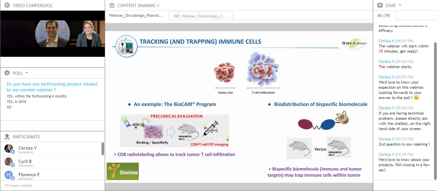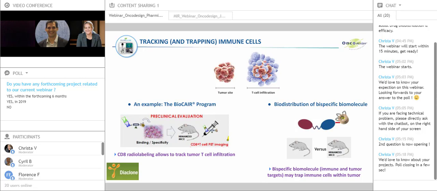Then there is the hot topic, which is the tracking or the trapping of immune cells. As you know, at the tumor site there are not only tumor cells, but also a lot of immune cells that infiltrate the tumor. There are different approaches that people working with immune checkpoints are usually interested in. The first one is to just follow up the immune cells. Where are the immune cells?